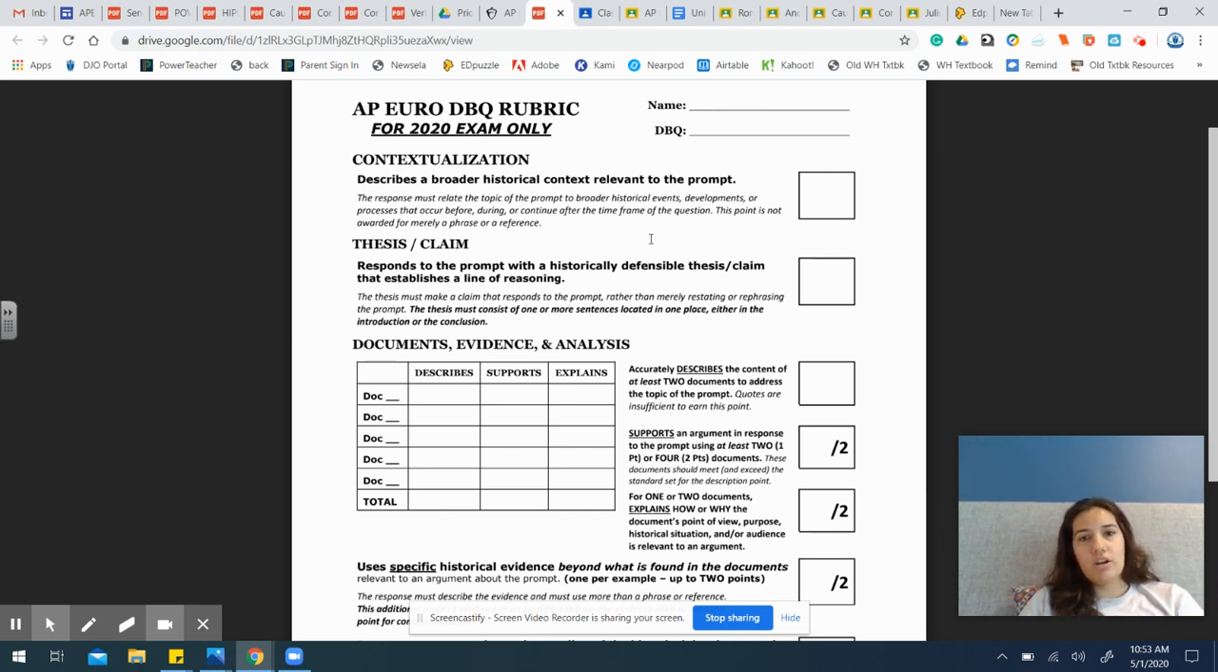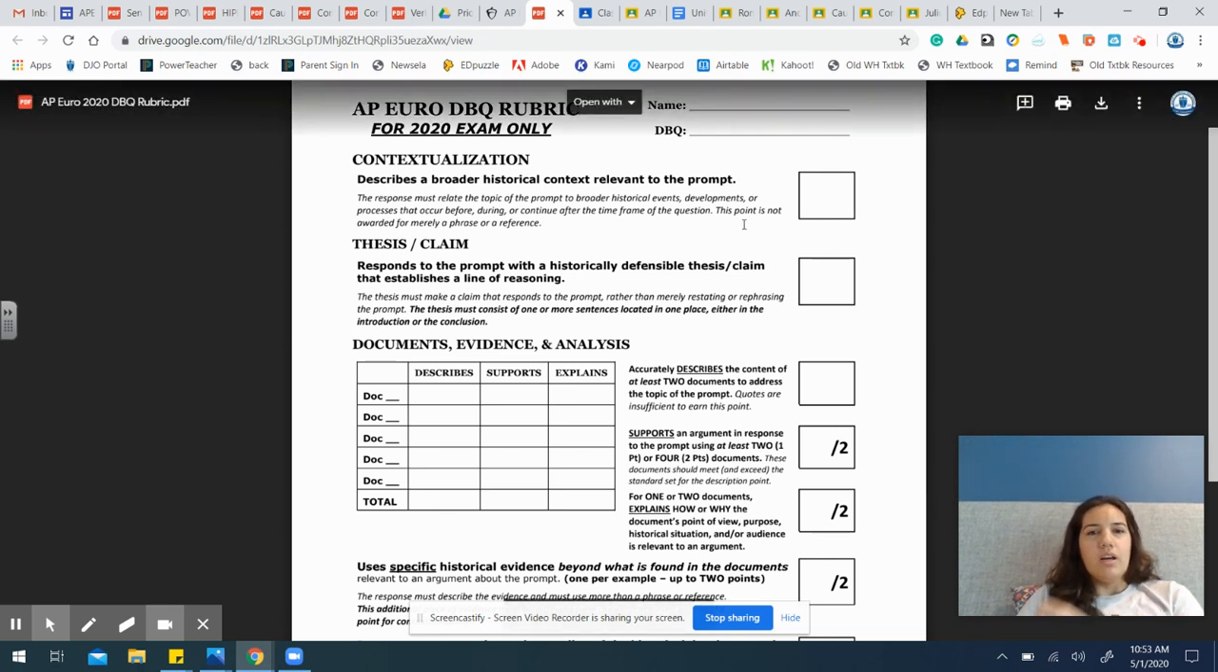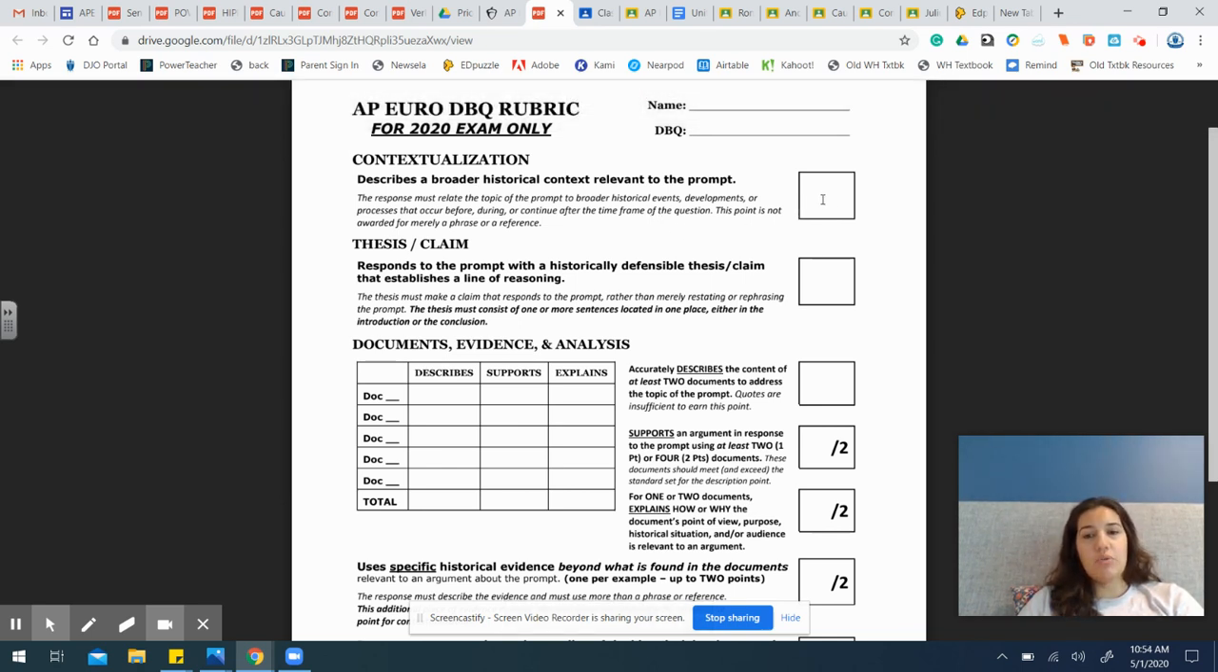So you want it to start out from the beginning and flow throughout, in order to get the point. Contextualization really shows that you understand the topic in order to get that point. But we'll come back to that in a second.